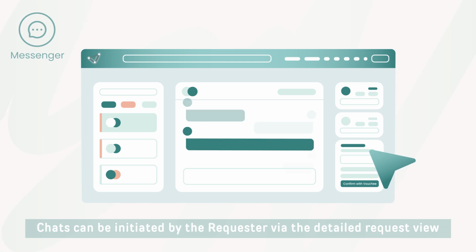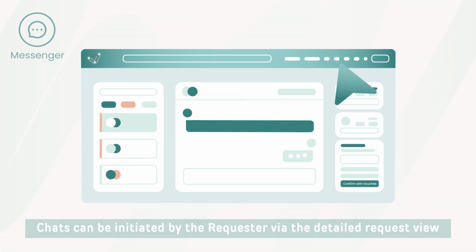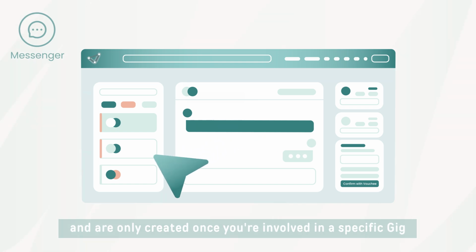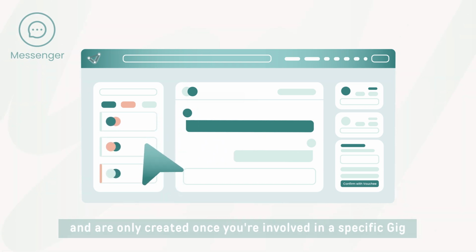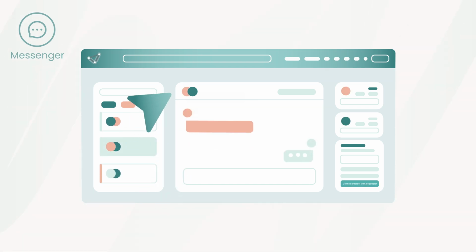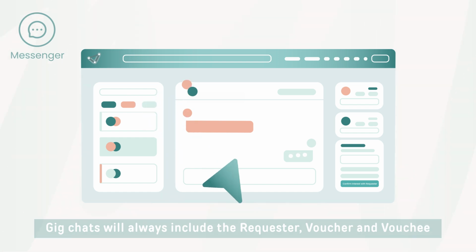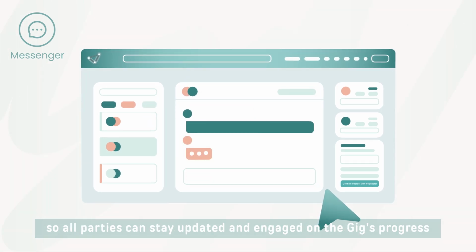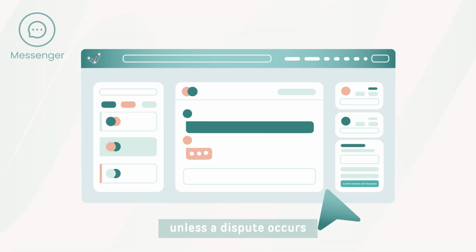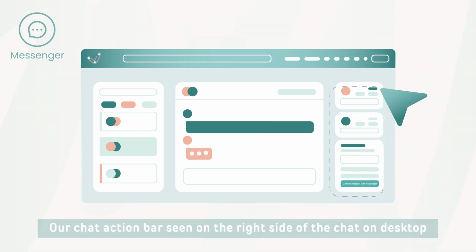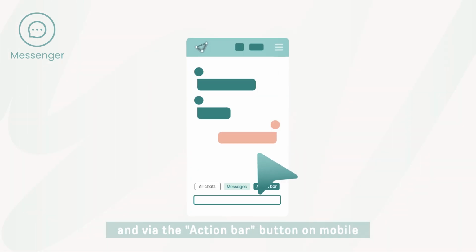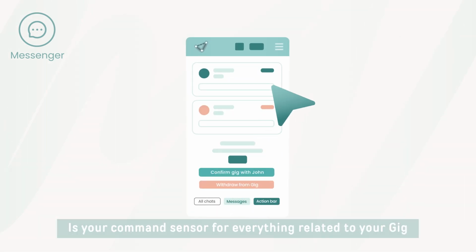Chats can be initiated by the requester via the detailed request view or by the vouchee via the notifications tab or dashboard, and are only created once you're involved in a specific gig as one of our three roles. Gig chats will always include the requester, voucher, and vouchee, so all parties can stay updated and engaged on the gig's progress unless a dispute occurs. Our chat action bar, seen on the right side of the chat on desktop and via the action bar button on mobile, is your command center for everything related to your gig.